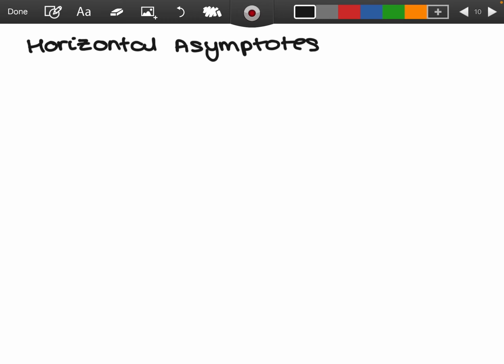The next thing that I want to look at is horizontal asymptotes. So we've already looked at the vertical asymptotes, but now we want to look at the horizontal asymptotes. Again, if we look back at our graph of f of x is equal to 1 over x squared, we saw that we had that vertical asymptote, which was the y-axis at x is equal to 0. We also had that horizontal asymptote that happened when y equaled 0.